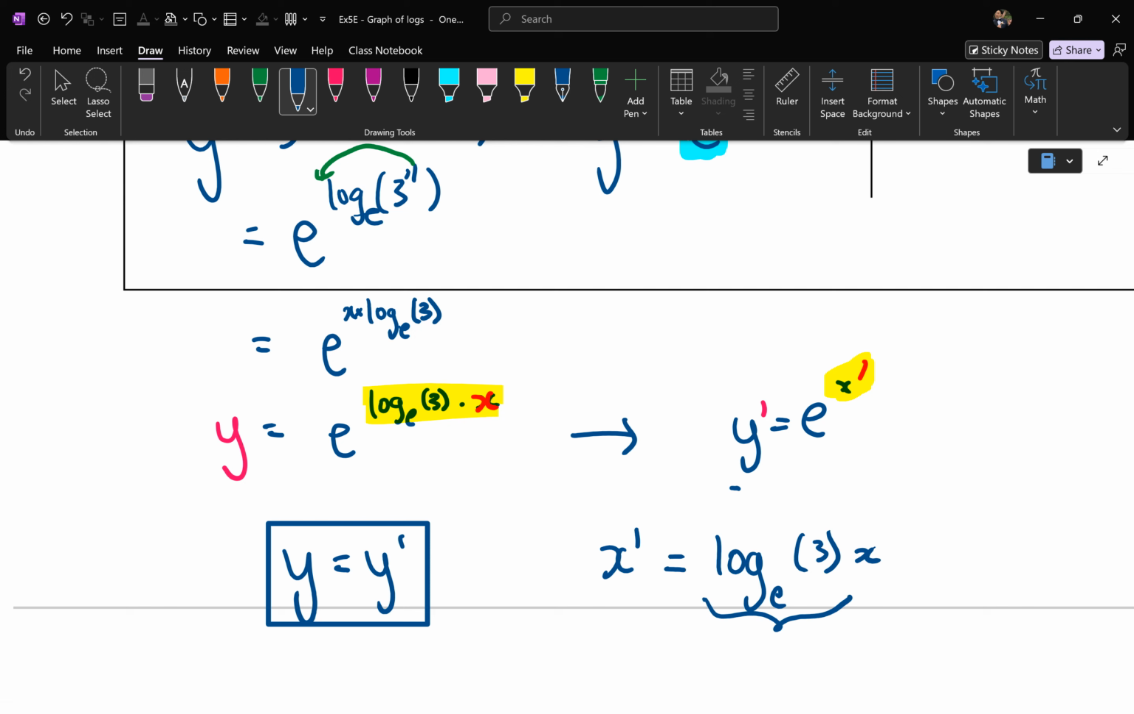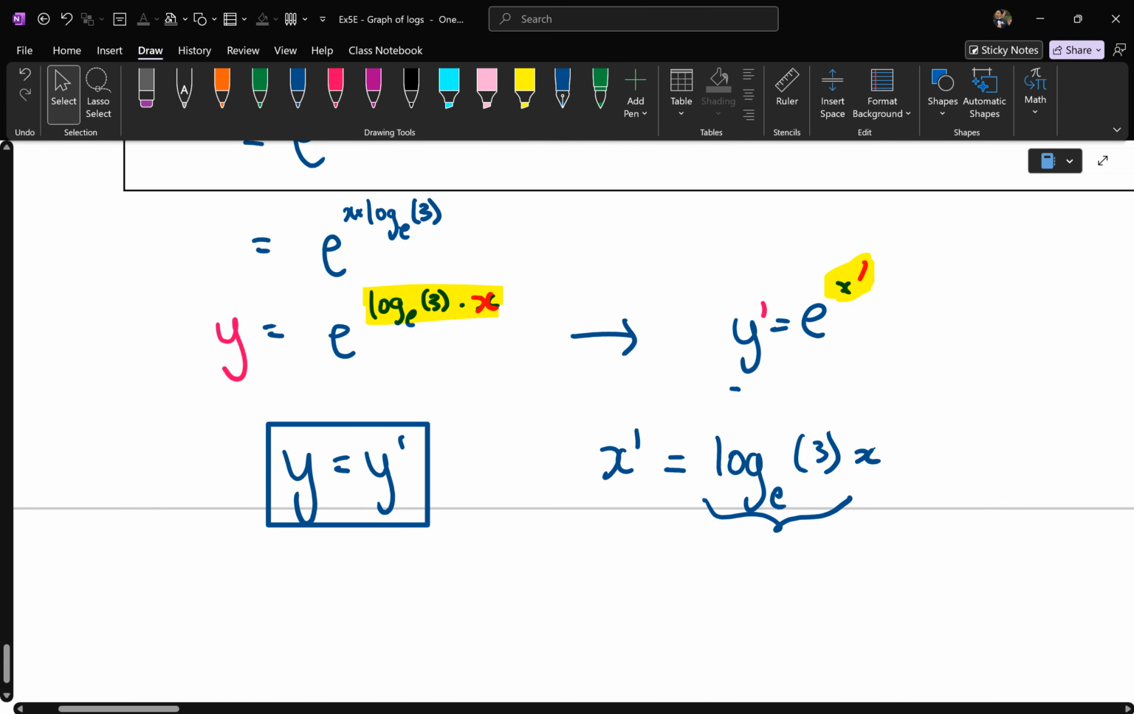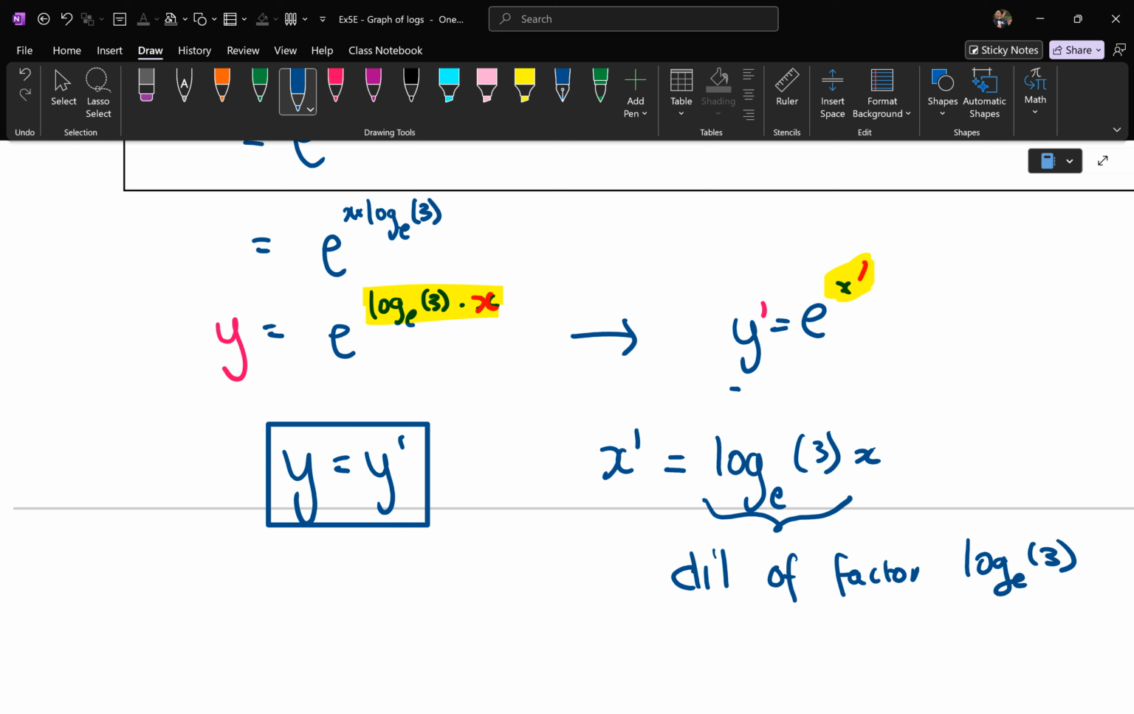This is my dilation factor. Okay, it doesn't have to be a number. If it was 3x, you would have said dilation factor 3 from the y-axis. In this case, you would say the dilation of factor log e of 3 from the y-axis. So here's the dilation of factor log e 3 from the y-axis.